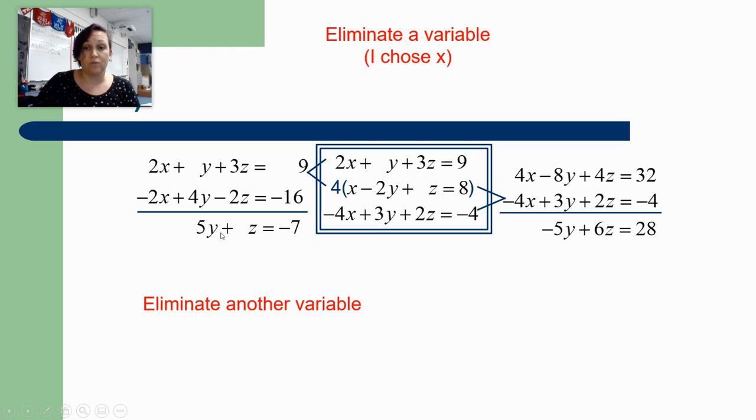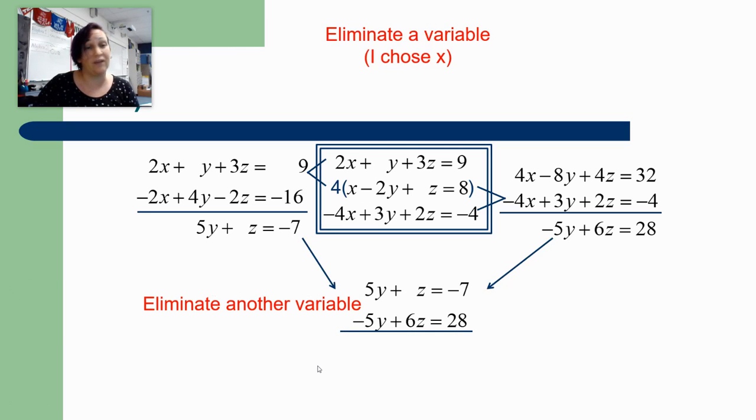In this problem, I got really lucky. My y's are already going to eliminate. I've got a 5y here and a negative 5y here. So I can just stack them straight on top of each other right now, and they're going to eliminate. I don't have to do anything. That doesn't always happen. Sometimes you will need to multiply one of the equations to get something to eliminate. But we just got kind of lucky in this problem. So here my y's are going to eliminate. I'm going to add straight down, and I'm ready for my first answer.